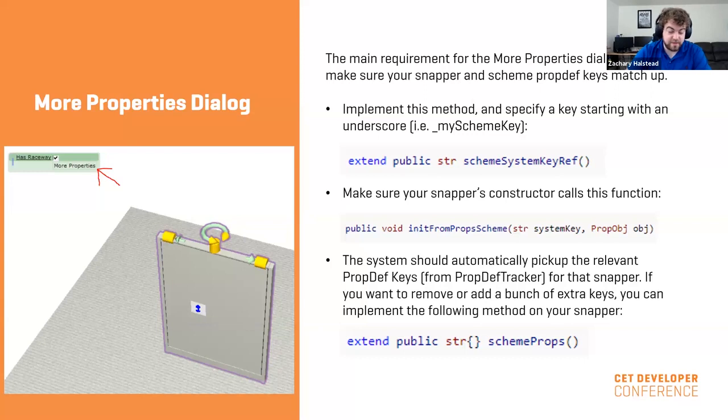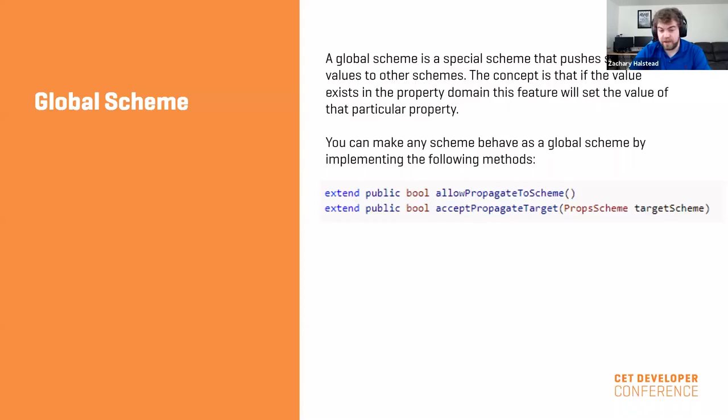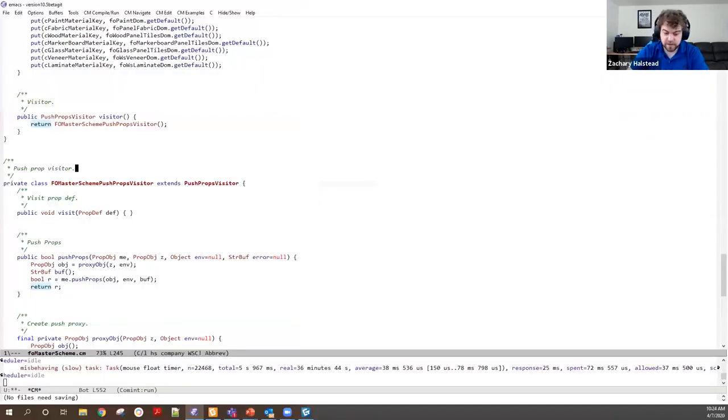So that's it for the more properties dialog. Then we have the global scheme. This is a pretty neat guy. So essentially it turns a scheme into a master scheme that's able to push its properties onto other schemes. To enable this, you would just have to override allow propagate to scheme and accept propagate target. An example of this is actually in Fika, and I'll show that to you real quick.